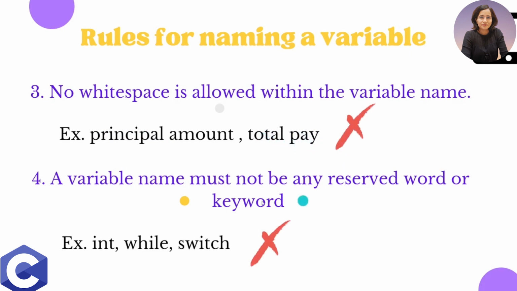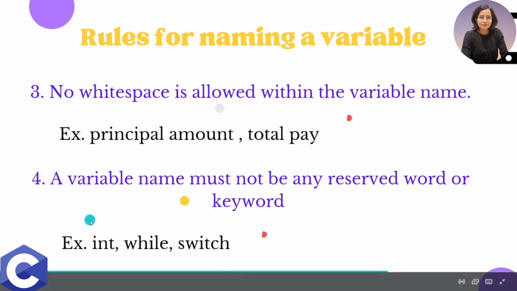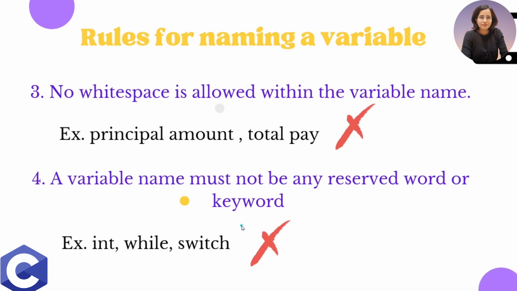And the most important rule for naming a variable, that it cannot be a keyword. So what is the keyword? Keyword is a special word which has special meaning to the programming language. So these are all keywords which we cannot use as a variable. So be careful while designing the variables.